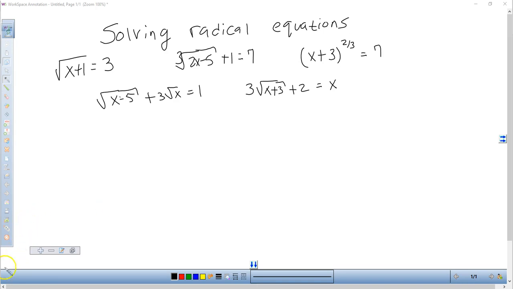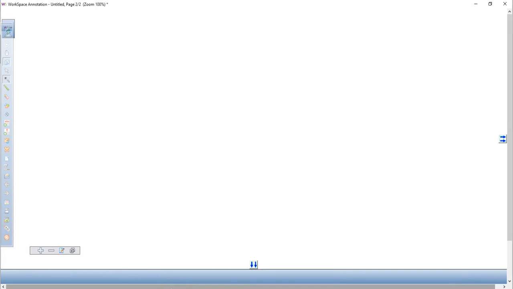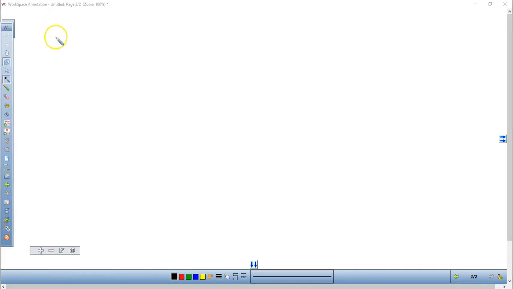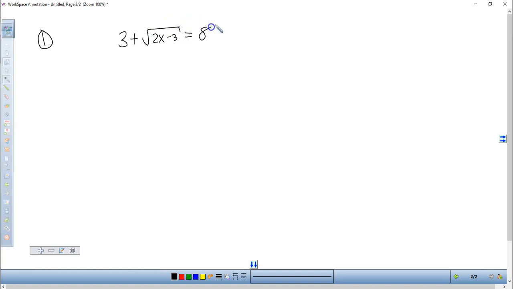Okay, so let's get right into it and get started. First question we're going to work on today is 3 plus the square root of 2x minus 3 equals 8. And the way I'm going to do these, I'm going to do them in two-column proof form, so that way you'll have the problem in every step that I work out. I'll give you an explanation on the side, so that way you can follow along for your note-taking purposes.